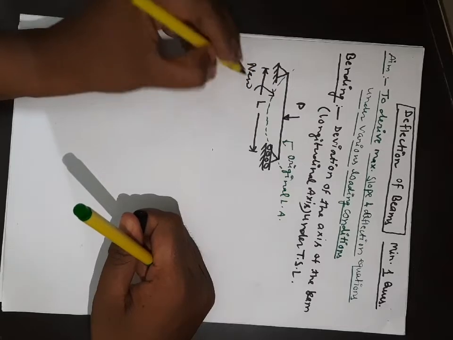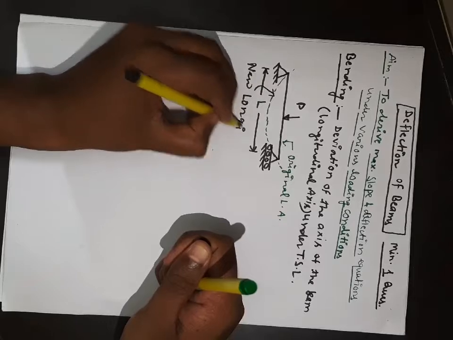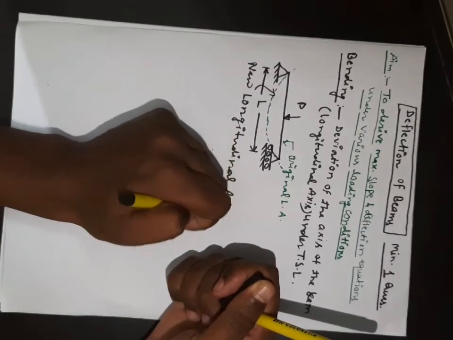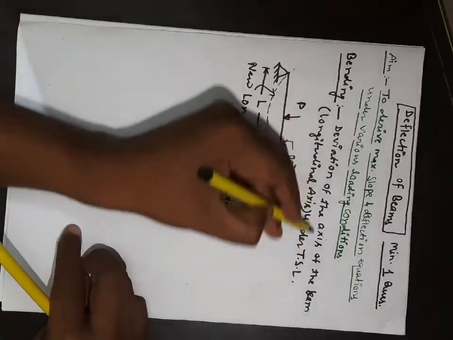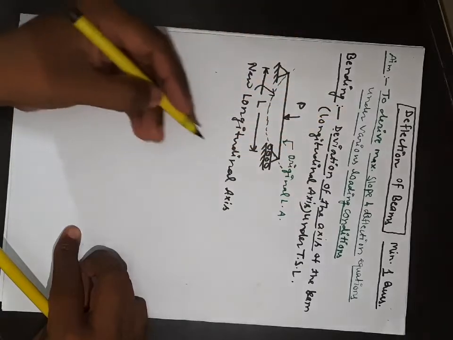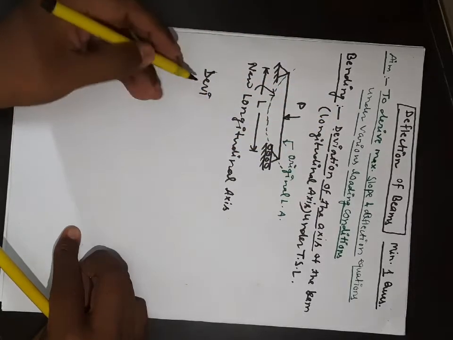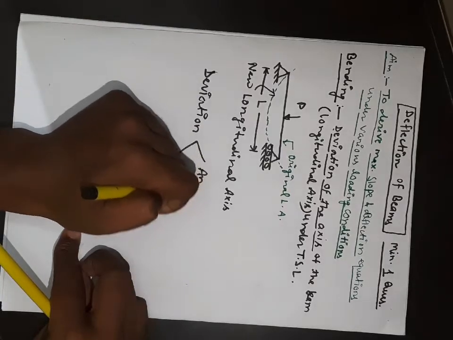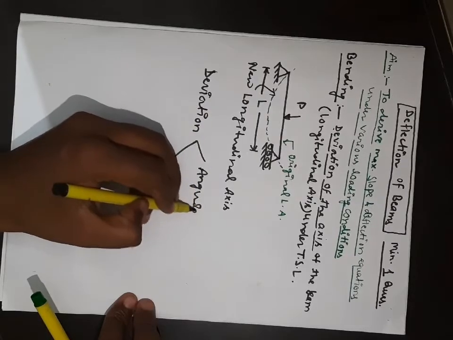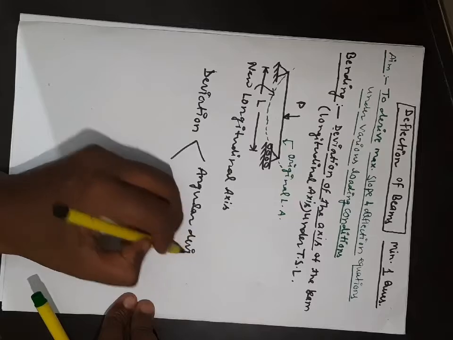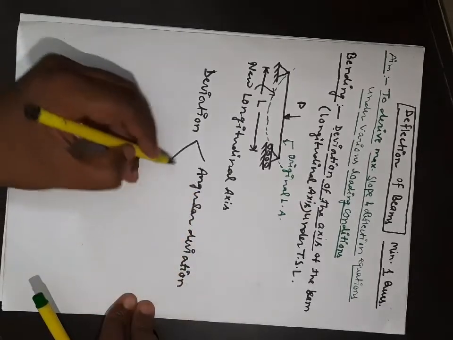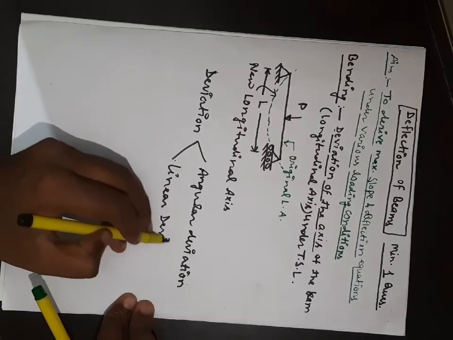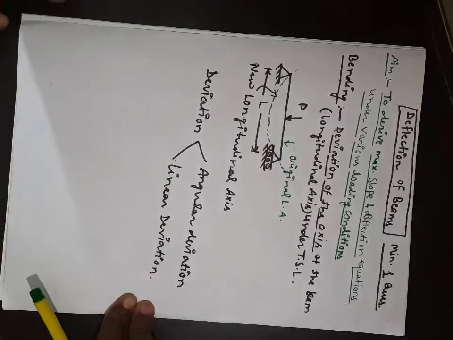So what is this? This is the new longitudinal axis. So this is known as the deviation of the axis. So from this deviation we are coming to the terms. This deviation is of two types. First one is angular deviation, and the second one is linear deviation.